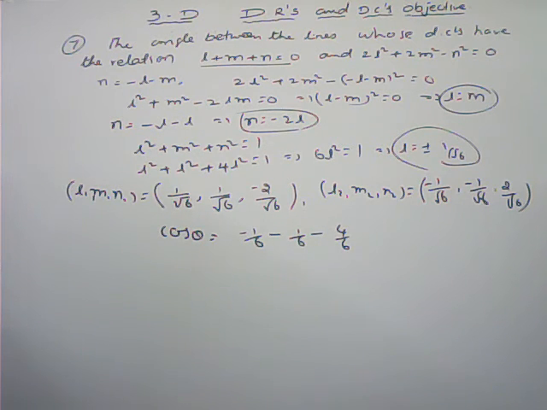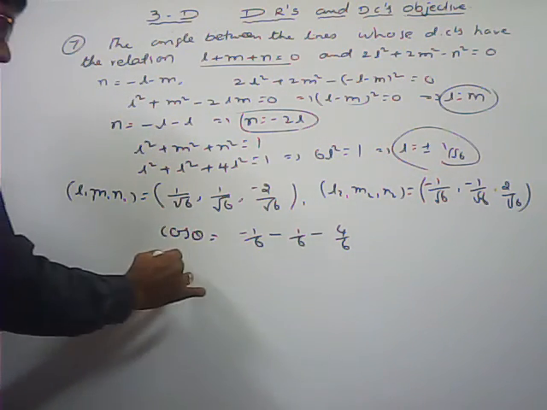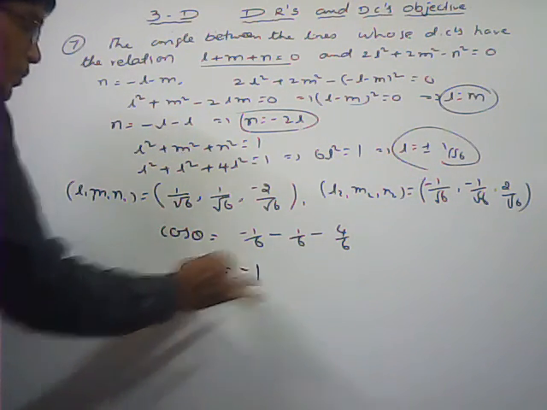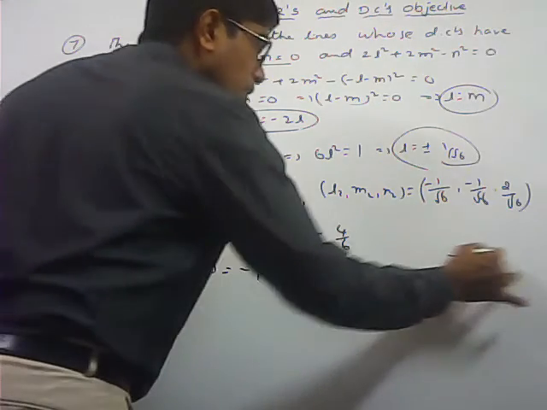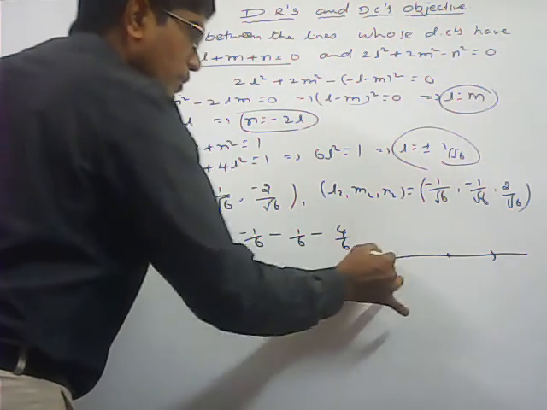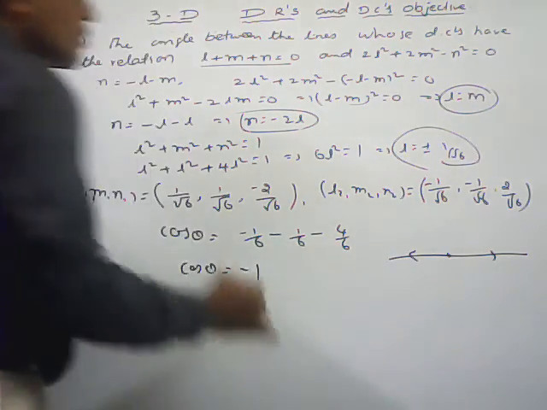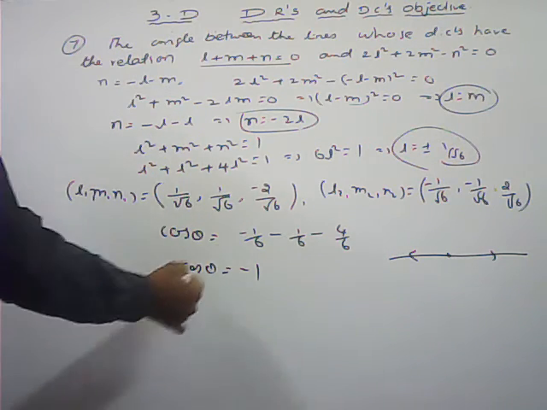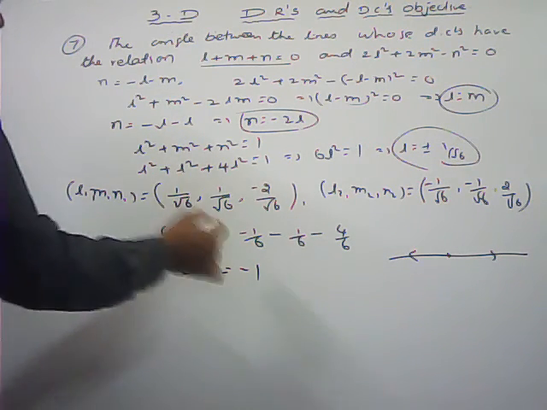Here the DRs are in the same ratio, and by multiplying with minus we are getting that one. Here cos theta we are getting minus 1. So one is in the right direction, another one is in the left direction. So both are in opposite directions. That's why we got cos theta equals minus 1.